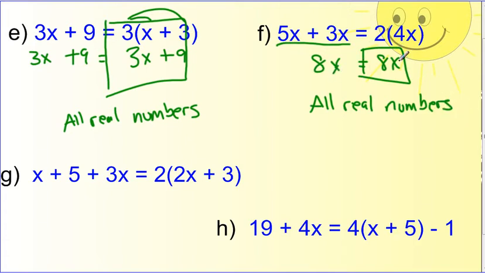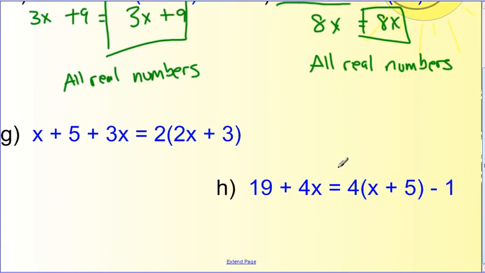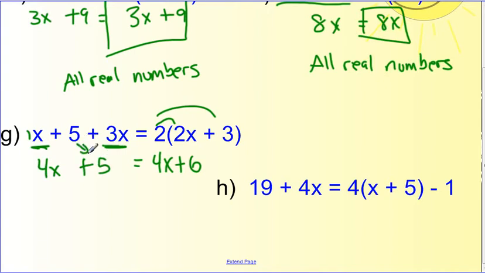Because no matter what you would plug in for the variable, you're always going to get the exact same number, so every number works. Letter G, distribute, distribute. That gives you 4x plus 6. On this side, I can combine like terms. I've got a 3x here and a 1x there. 3x and 1x is 4x. 5 just comes along for the ride.